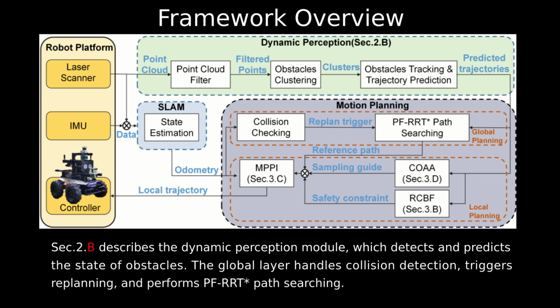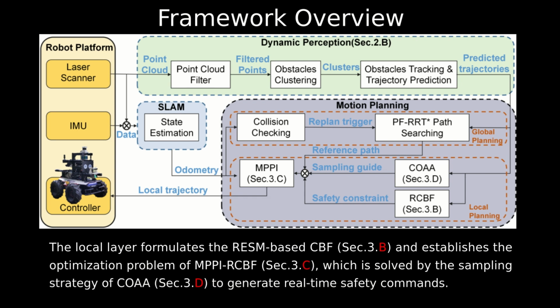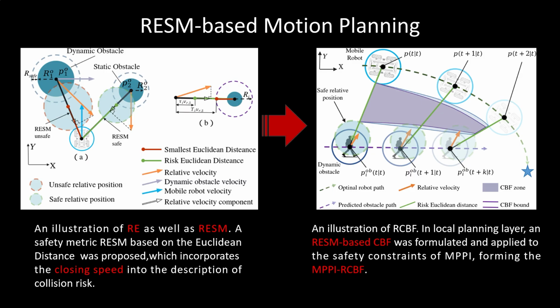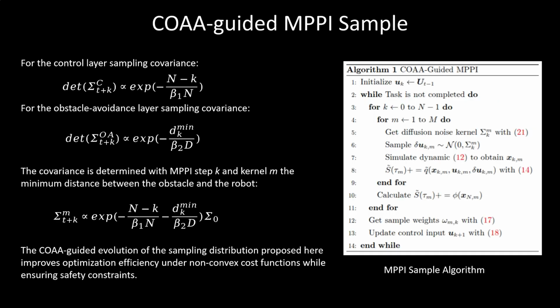The overall system framework comprises sensor input, dynamic obstacle perception with trajectory prediction, and the motion planner. In the local planner, we proposed a safe trajectory planning method of RESM-MPPI. At the same time, in order to obtain better sampling trajectories, we introduced the sampling strategy of COAA.